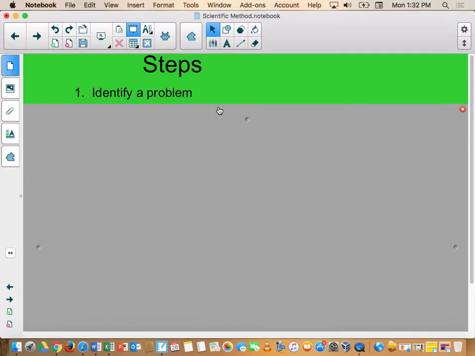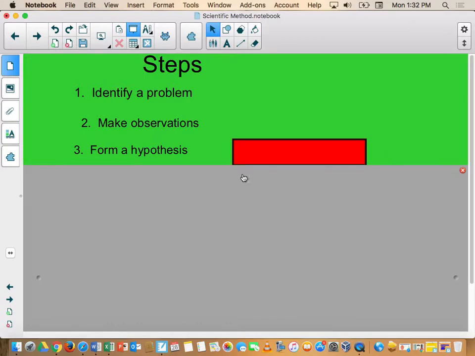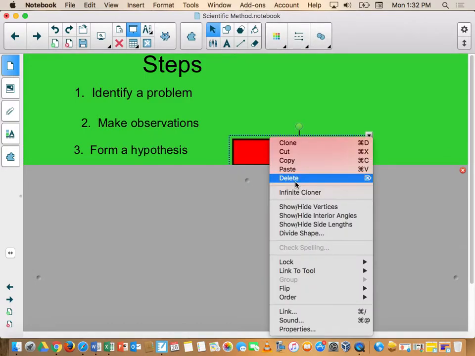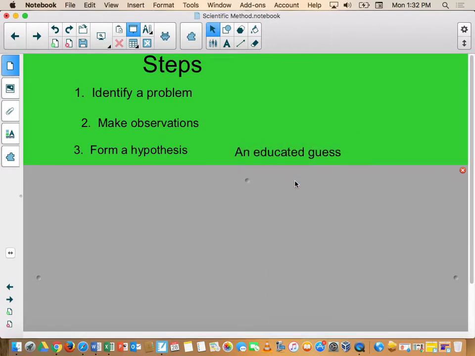First of all, identify a problem. If you don't have a problem, there's no way you can have the scientific method. Then we make observations: see, taste, feel, come to an understanding of what we have. Then we form a hypothesis. Now, what exactly is a hypothesis? Everyone should know probably. A hypothesis is, come on, an educated guess.